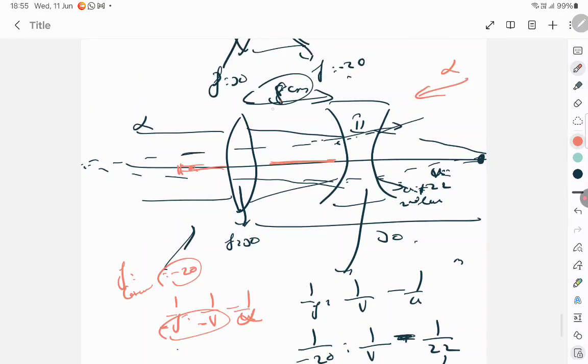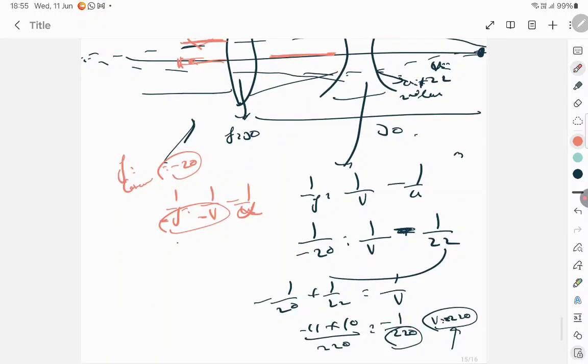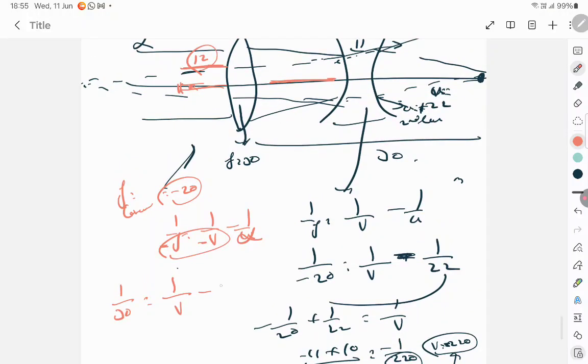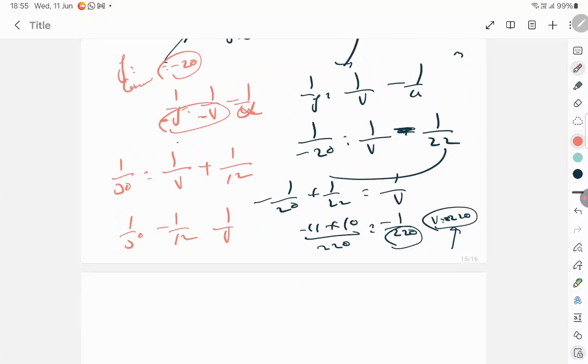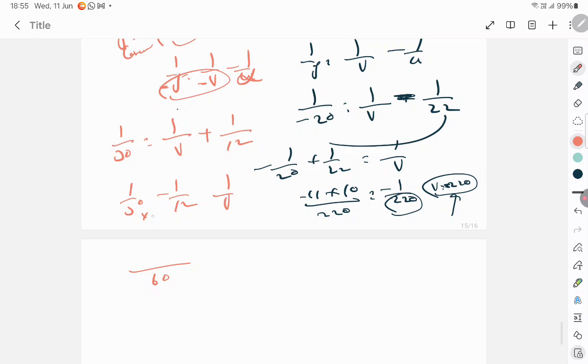Let's take the magnitude 20 and subtract 8 from it. 20 minus 8, so this object distance will become 12. That's your object for the other lens, which has a focal length of 30. So 1 by v, we don't know, but 1 by u is minus 12, so plus 1 by 12. So 1 by v is equal to 1 by 30 minus 1 by 12. Write 60 as the LCM: 2 minus 5 is minus 3 by 60, so v is equal to minus 20 centimeter.